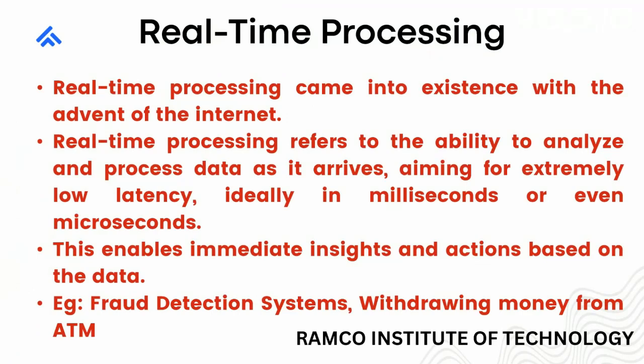Next is real-time processing. Real-time processing came into existence with the advent of the internet. Real-time processing refers to the ability to analyze and process data as it arises. It aims for extremely low latency, ideally in milliseconds or even microseconds. This enables immediate insights and actions based on the data. Some examples of real-time processing include fraud detection systems and withdrawal of money from an ATM.